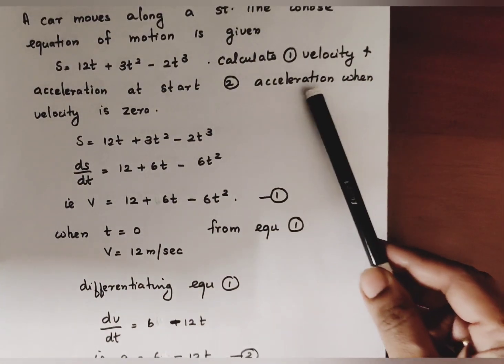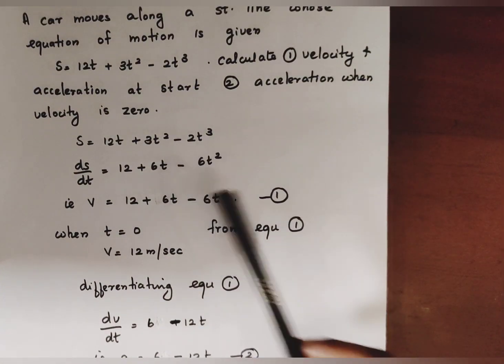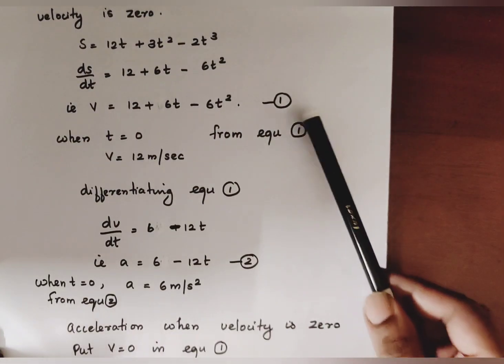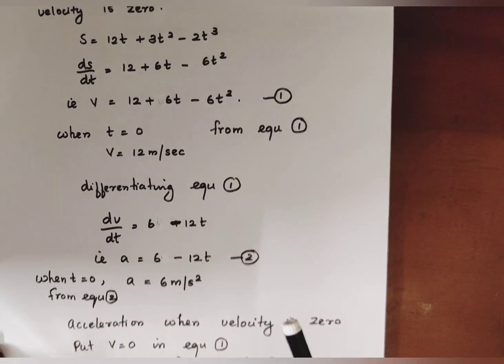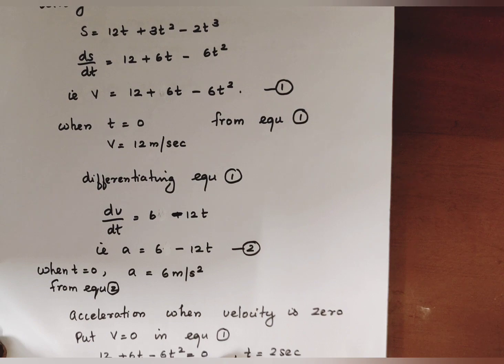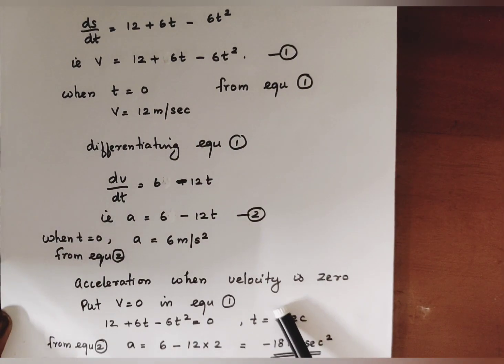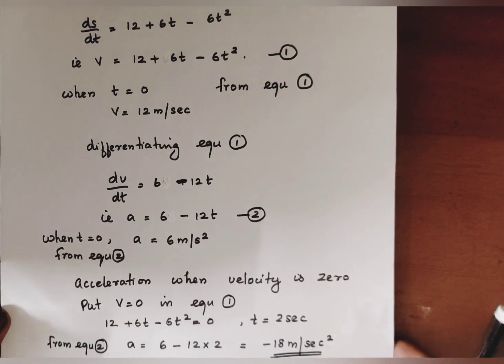So now you have to calculate acceleration when velocity is 0. So you have to start with the velocity equation. So velocity equation is equated to 0. You will get time as equal to 2 seconds. So you have to substitute this value in equation for acceleration. So you will get a minus 18 meter per second squared.